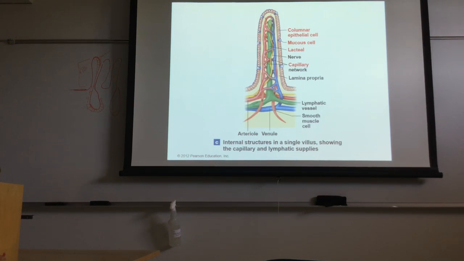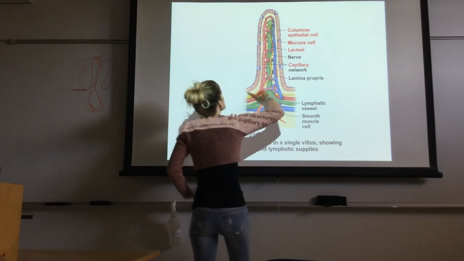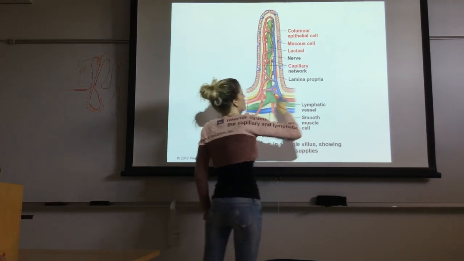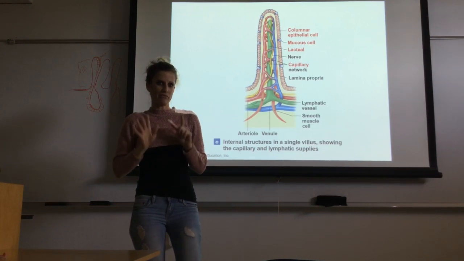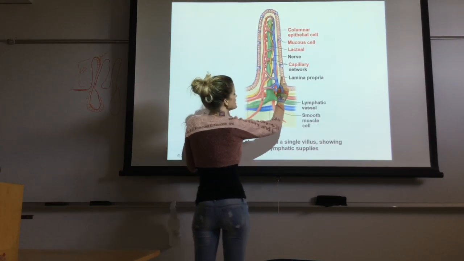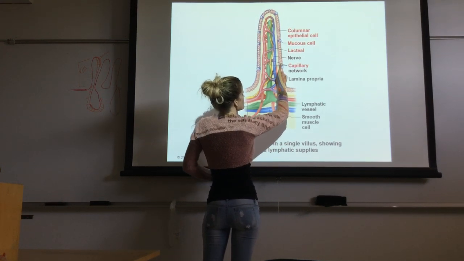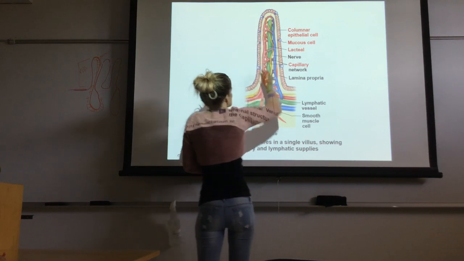So this is showing you one of the villi in more detail. So you can see the mucosa has this big finger-like projection. That's a villus. That will increase the surface area of the intestine by 10 times. When you look at this villus, notice that it's lined with simple columnar cells. Okay, so there's tons and tons of simple columnar cells.